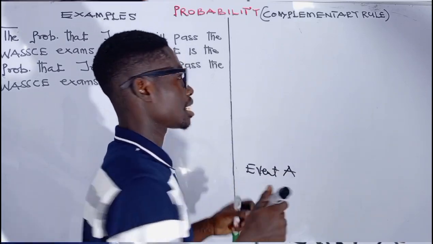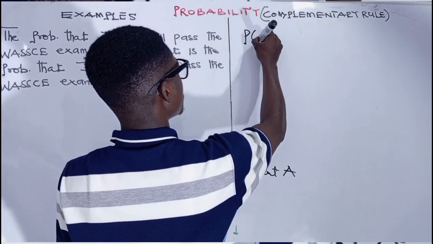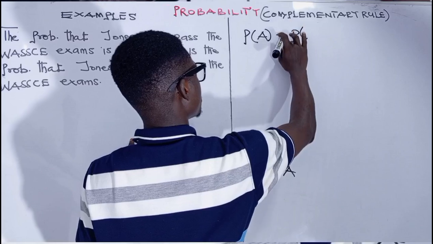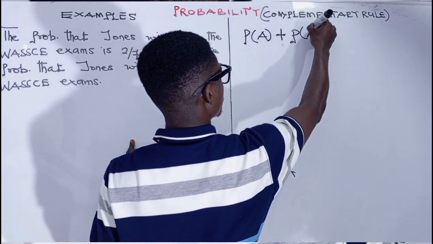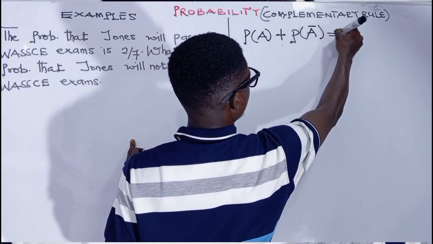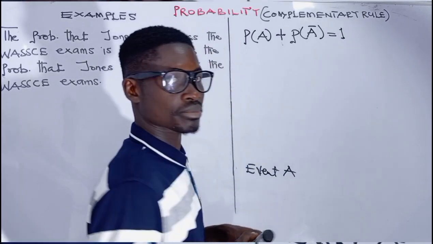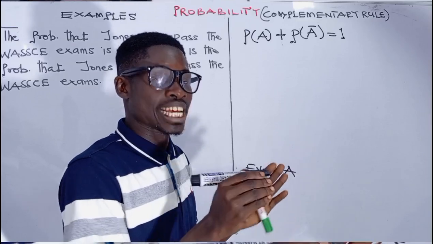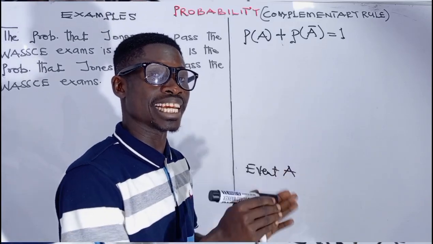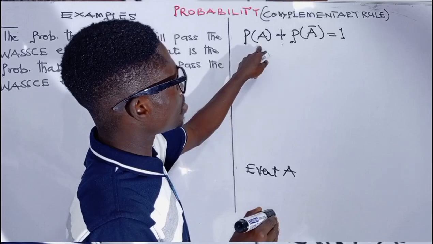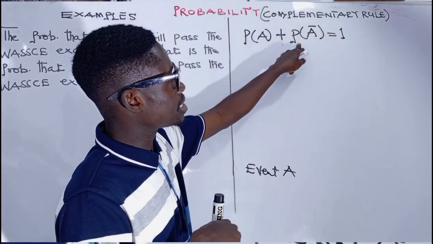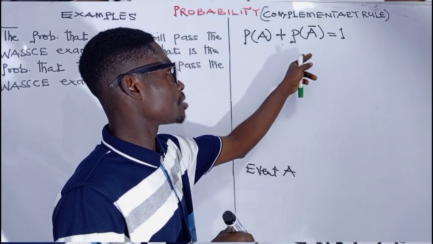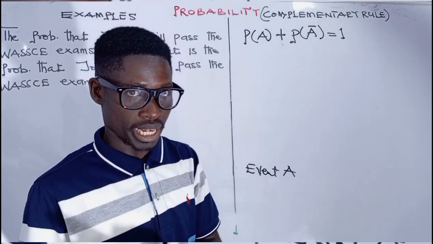And we can write it mathematically as the probability of A plus the probability of its complement should give us 1. Now the complement of A means the probability that A does not occur. So we can say that the probability that A occurs plus the probability that A does not occur must give us 1. So the complement of A means A doesn't occur.